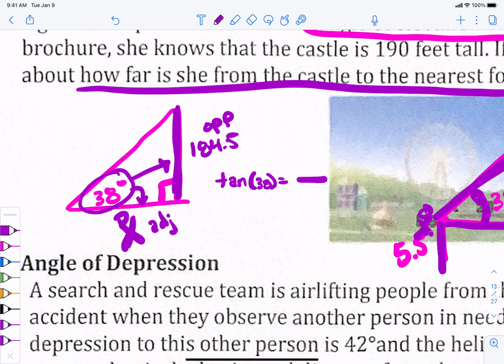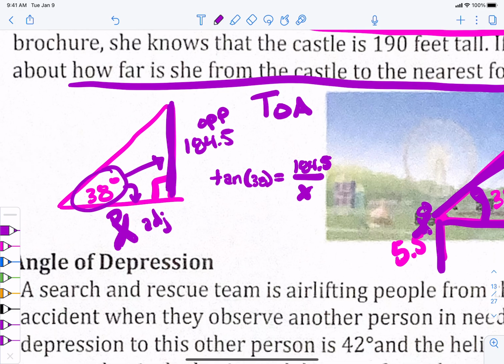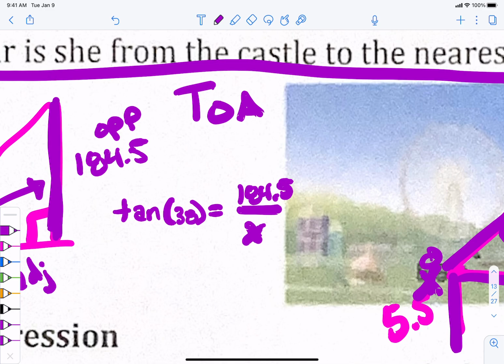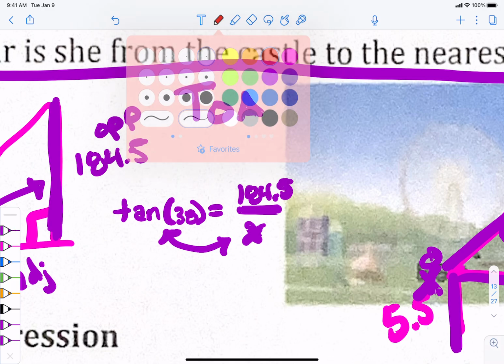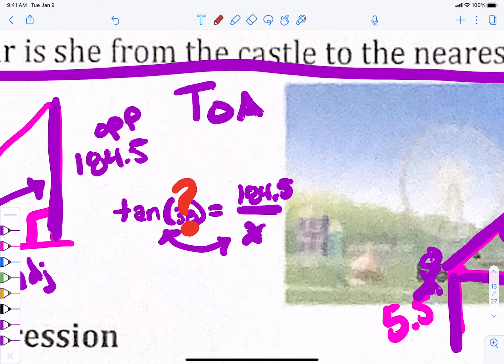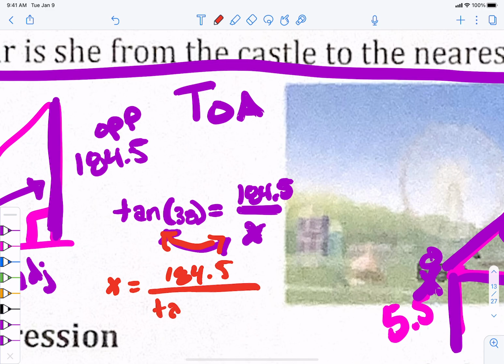Tangent of 38 degrees equals what over what? Tangent is TOA, so it's opposite over adjacent. 184.5 goes on the top, and the adjacent goes on the bottom. Well, that's annoying. You have to take the negative one thing now, right? When do you do the negative? Whenever it's tangent of x. Whenever you are solving for something in here, that's when you do the negative, okay? But we're not doing that. So you just switch these two around. So x is equal to 184.5 divided by tangent of 38.